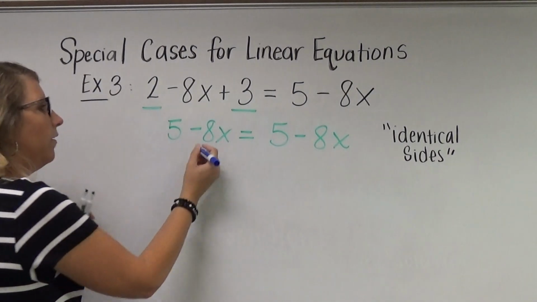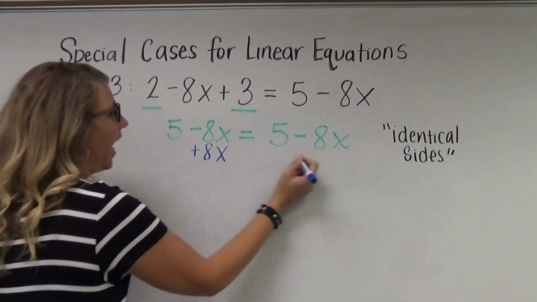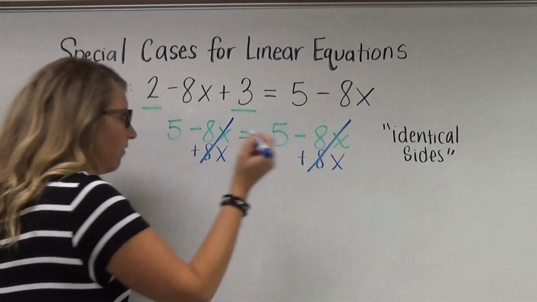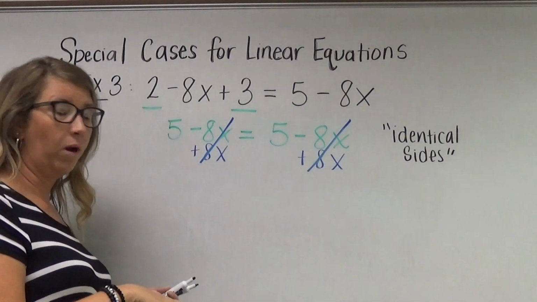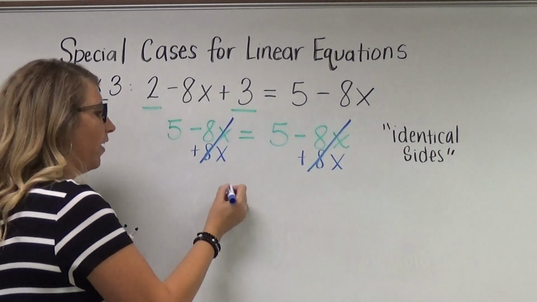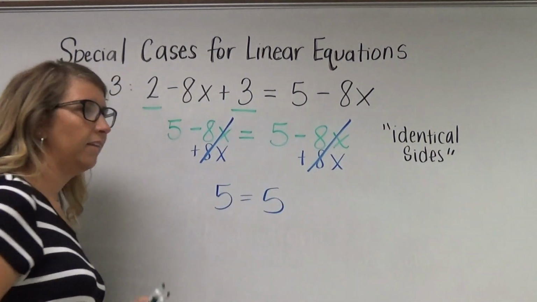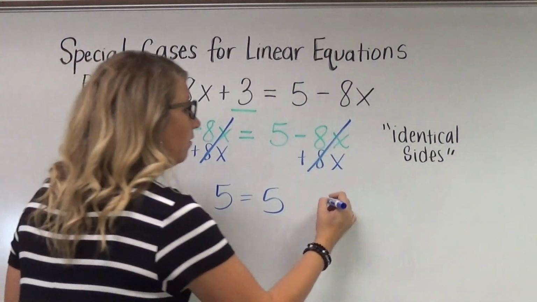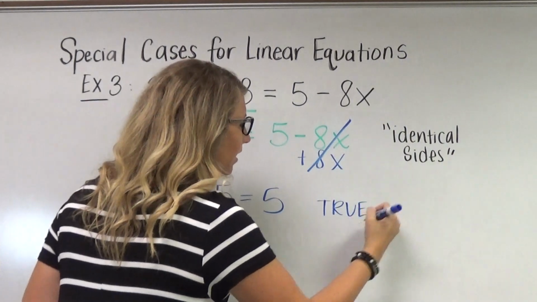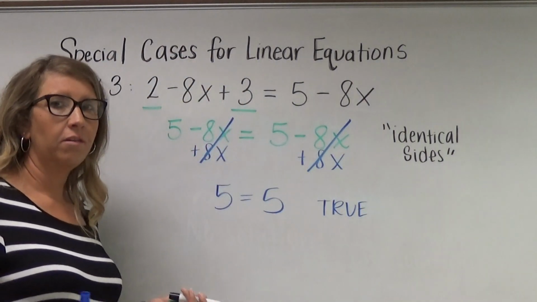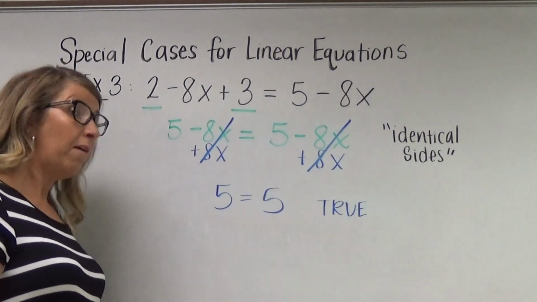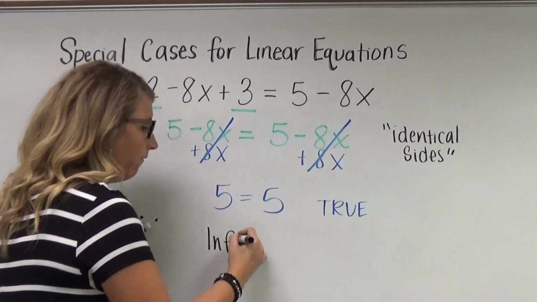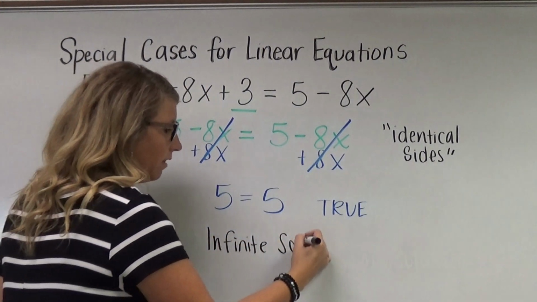If we continue to solve by moving this 8x, or adding it to both sides, negative 8x plus 8x, they go away, just like before. Different result though. We're left with 5 equals 5. Is that false? I think not. That's true. 5 is 5. So that's what we call a true statement. But you still can't solve it any further. There's no x. So for that we have to be done, but since we get a true statement here, we're going to say that there are infinite solutions to this problem.